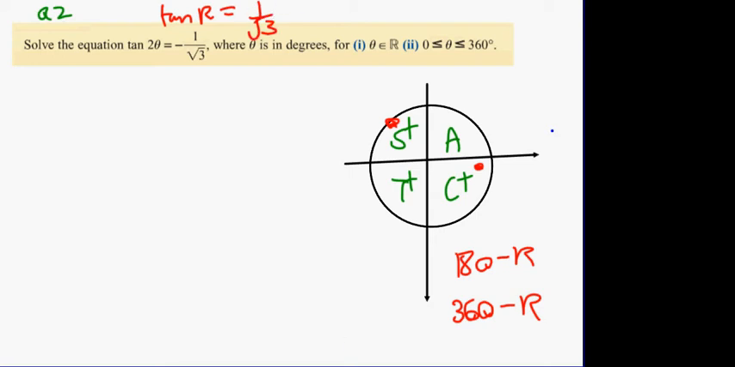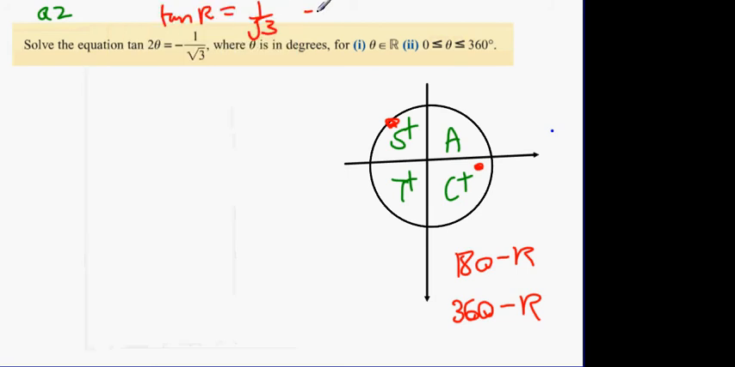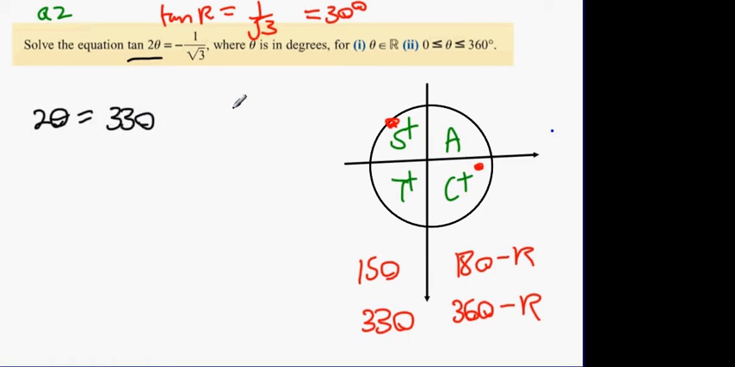What's tan inverse 1 over root 3? Can anybody tell me? Tan inverse 1 divided by root 3. What? 30 degrees. Okay. 30 degrees. This means we're talking about 150 and 330. Now, this means 2 theta ends up to be 150, and 2 theta ends up to be 330.